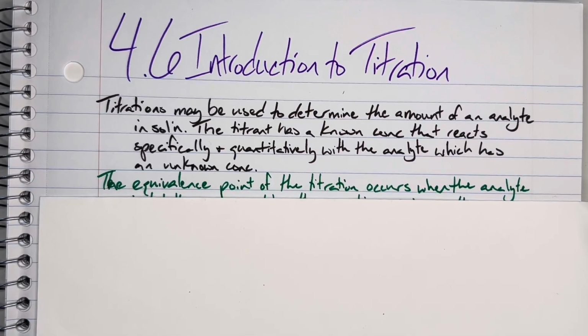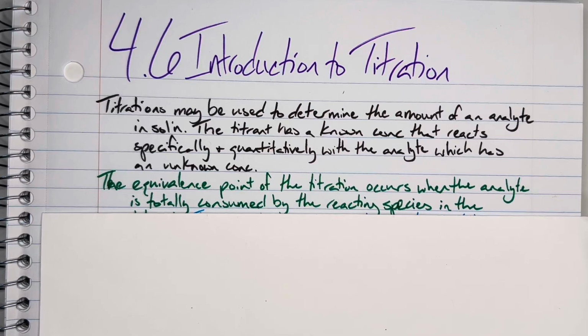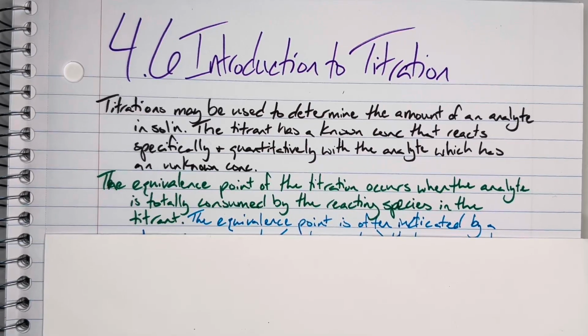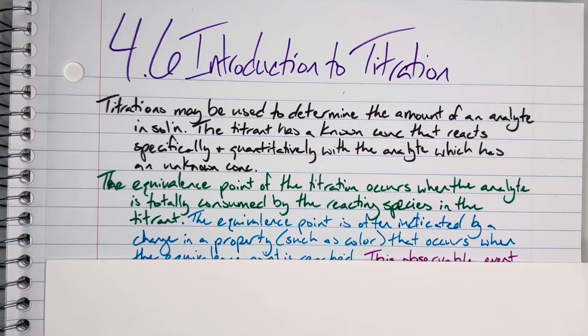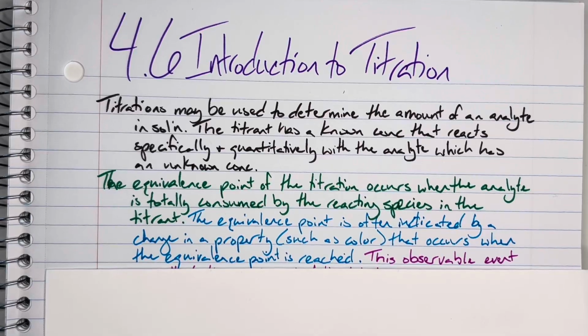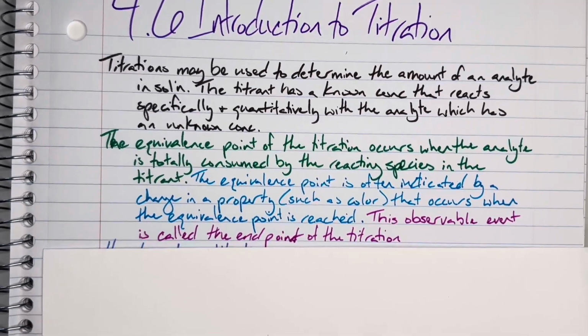The equivalence point in a titration occurs when the analyte is totally consumed by the reacting species within the titrant. The equivalence point is often indicated by a change in a property, such as color, that occurs when the equivalence point is reached. This observable event is also called the end point of the titration.